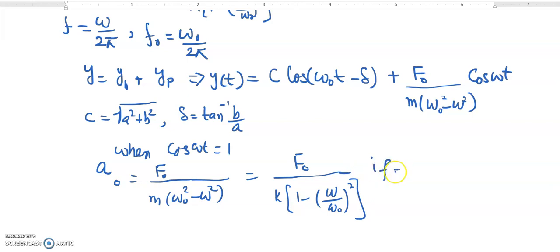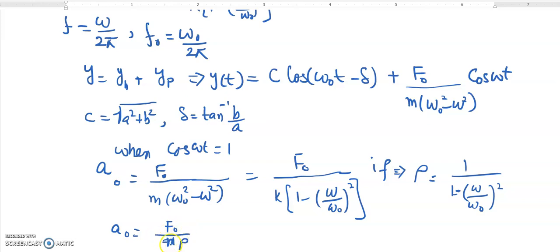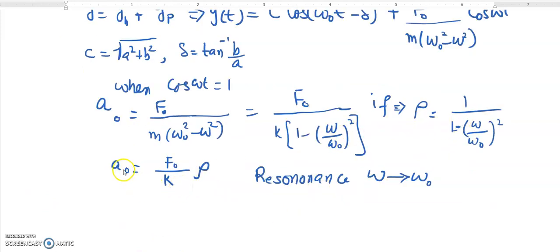And if we represent this term by rho, which is called the resonance factor, then this a naught can be written as F naught over k rho. So we take a naught is equal to F naught over k rho, because rho was here, and this is when we can talk about the resonance.